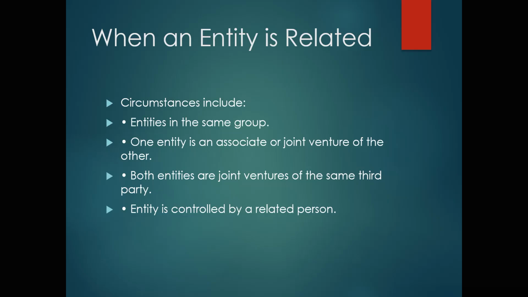So one entity is an associate or joint venture of the other. If they are related as associates or joint venture of the other, then we are related entities. If both entities are joint ventures of the same third party, for example, if company A owns company B, but company B owns company D, and company D owns company C, then company C is a related company to company A. Do you get what I mean?